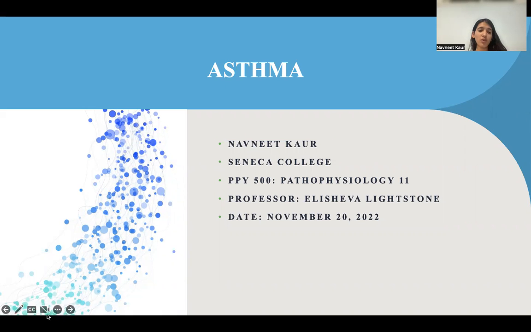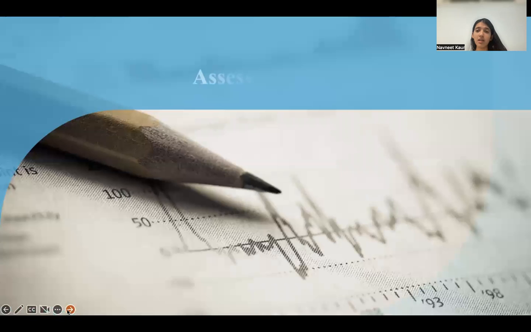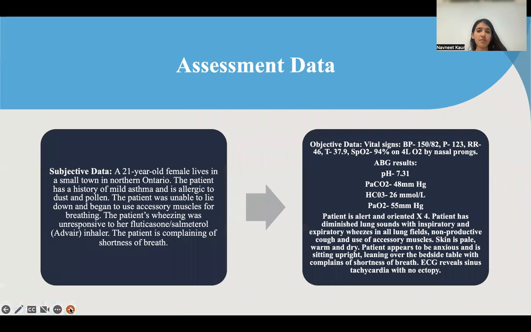Moving forward to the assessment data. The subjective data is a 21-year-old female who lives in a small town in Northern Ontario. The patient has a history of mild asthma and is allergic to dust and pollen. The patient was unable to lie down and began to use accessory muscles for breathing. The patient's wheezing was unresponsive to her Advair inhaler. The patient is complaining of shortness of breath.